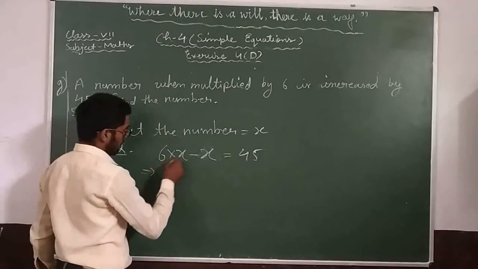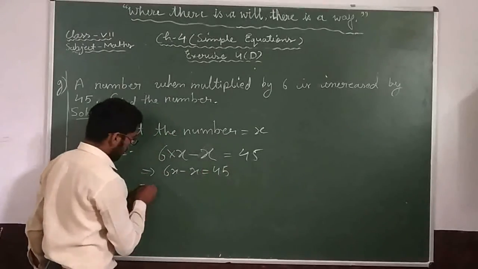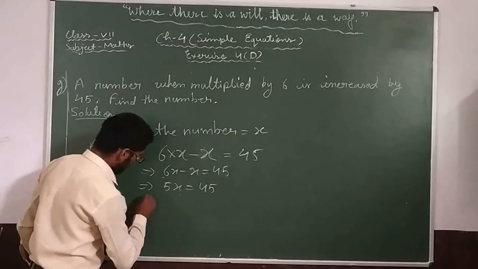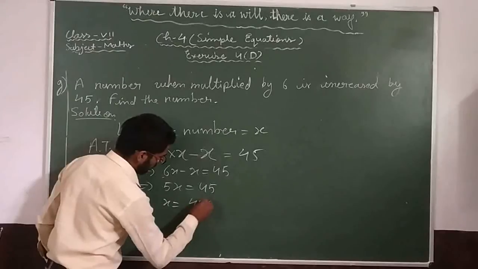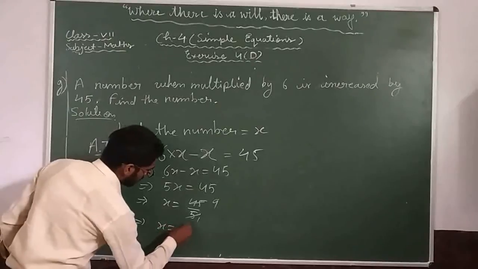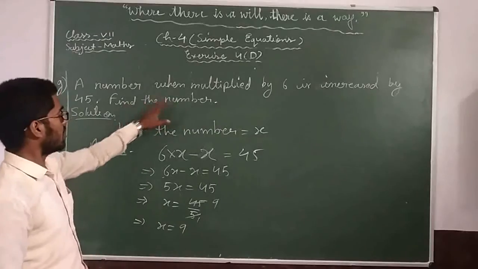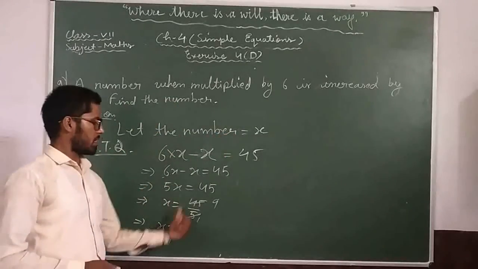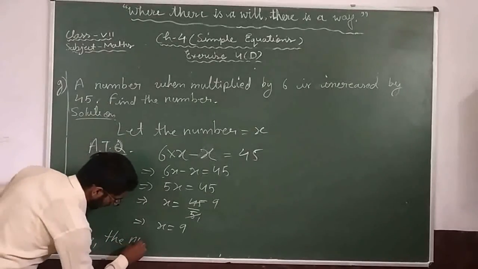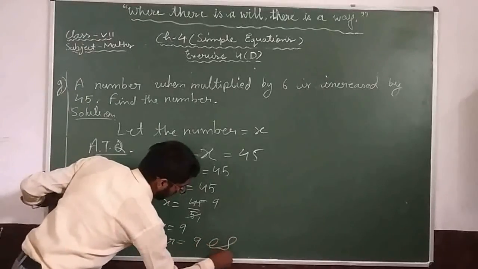Now solve this equation. 6x minus x is equal to 45. Then 6x minus x means 5x is equal to 45. Then x is equal to 45 upon 5. 5 9s are 45. Then you will get x is equal to 9. Okay. So then the number, find the number. The number is x. Then the value of x is 9. So the number is equal to 9. That is your answer.